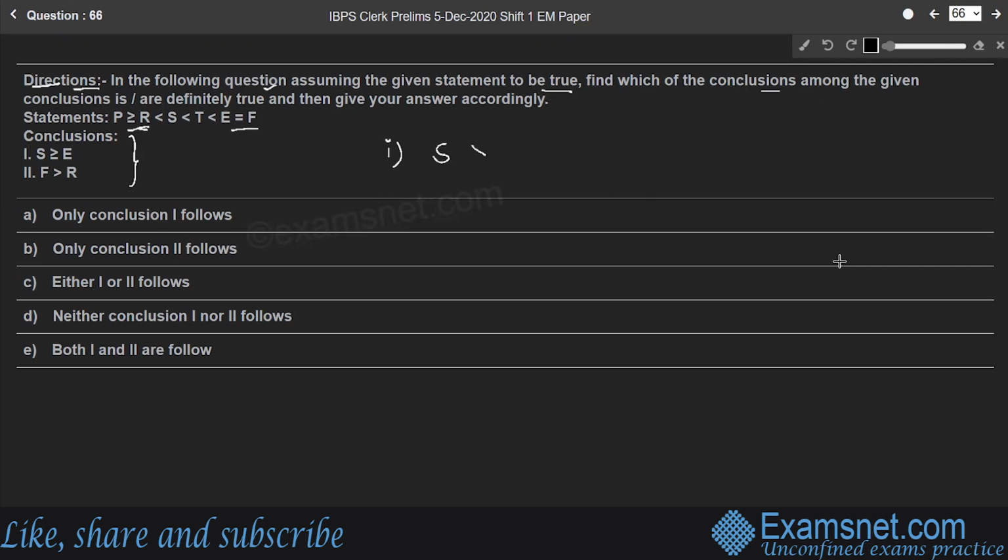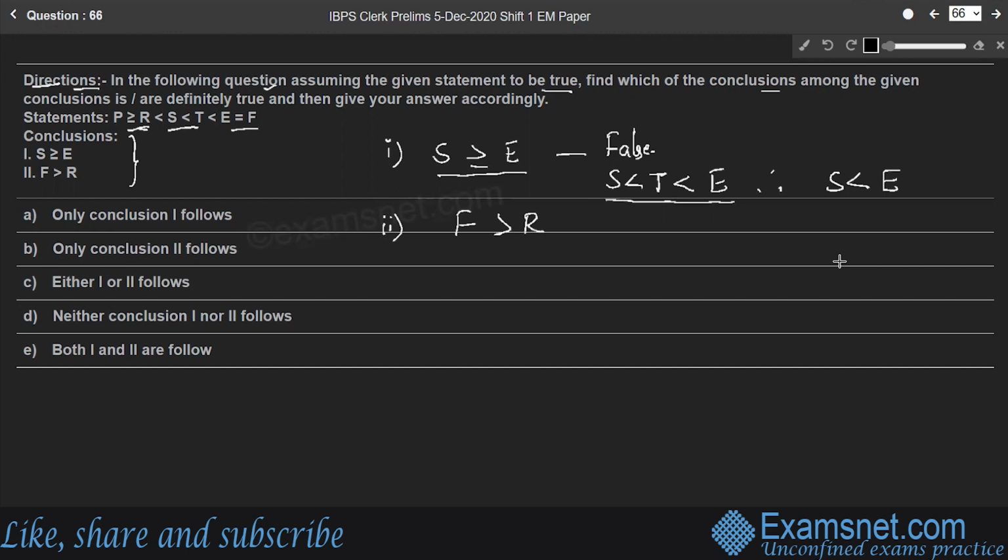Here the conclusion 1: S is greater than or equal to E. Since it is clearly given that S is less than T and T in turn is less than E, therefore S is clearly less than E, right? Therefore, S cannot be greater than or equal to E. Therefore, this is false. And the second conclusion, F is greater than R. In the given statement, look at F is equal to E, right? So I'll write once again the statement here.